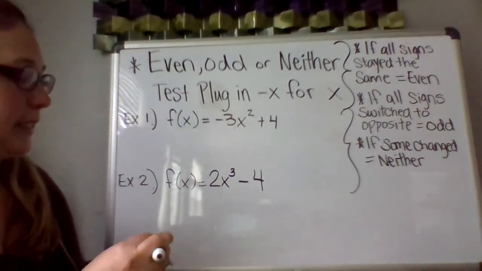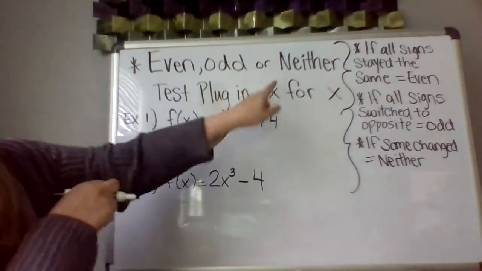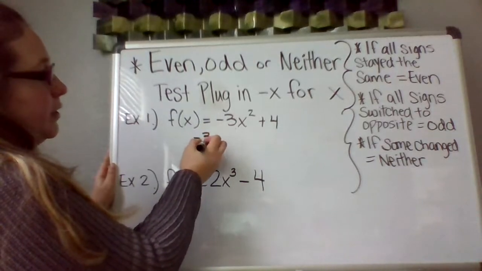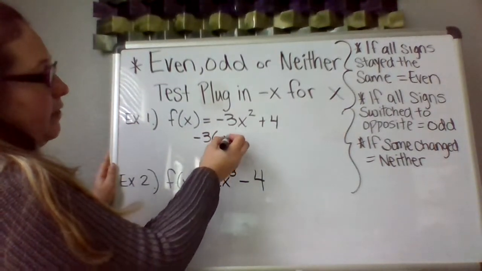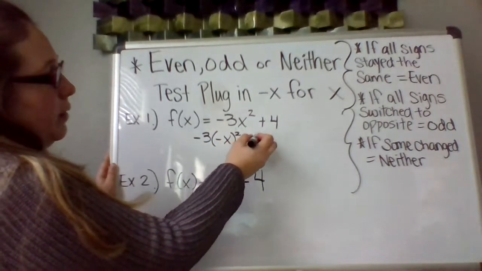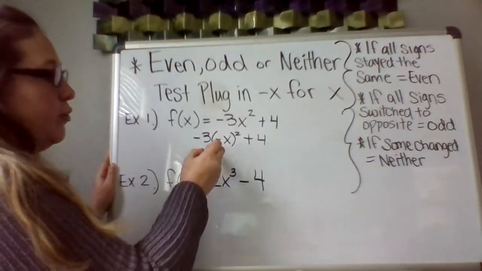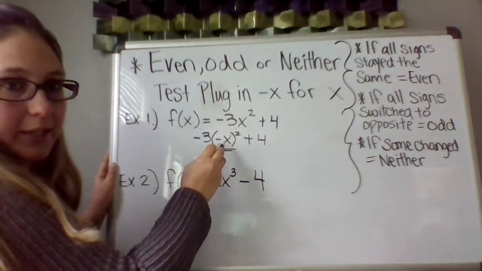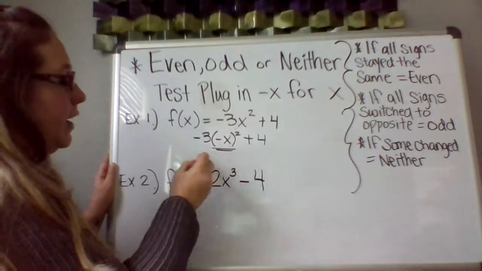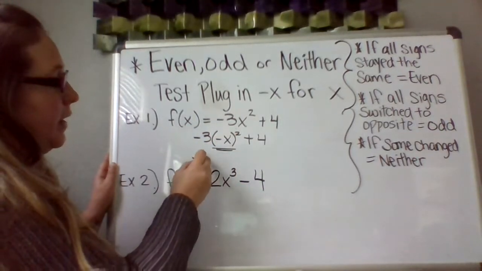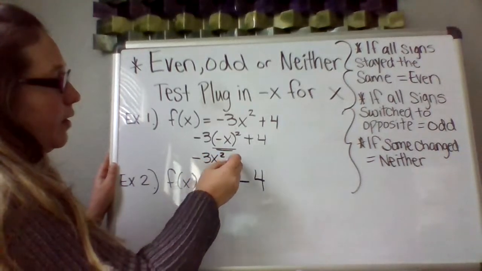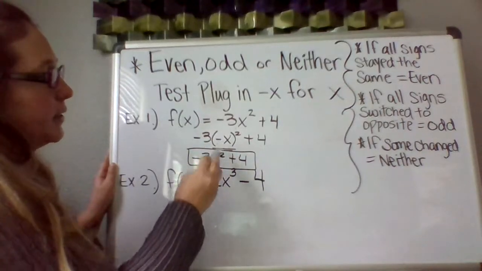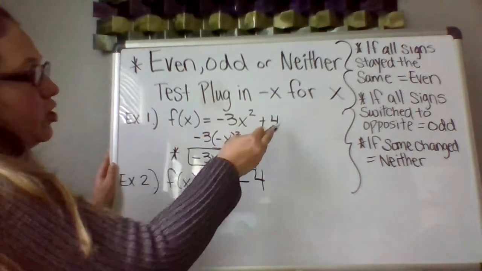So what we're going to do is instead of x here, we're going to plug in negative x. So we're going to have negative 3 still, and then parentheses negative x squared, and then we still have the plus 4. So we're going to do parentheses first, which is our exponent. So we get a negative x times a negative x. That gives me a positive x squared, right? So simplifying it, you'll see that negative 3x squared plus 4. So when I plugged in a negative x, I ended up with the same equation as the original.